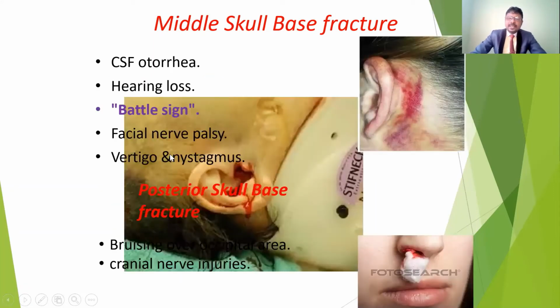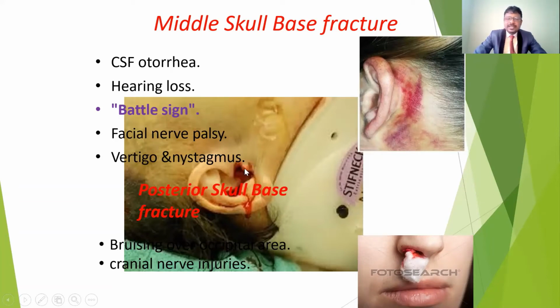In the case of middle skull fractures, we can also easily identify them. Especially, middle skull fractures present with CSF otorrhea, where the CSF comes out from the ear canal.